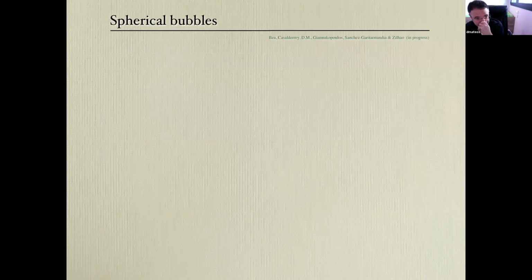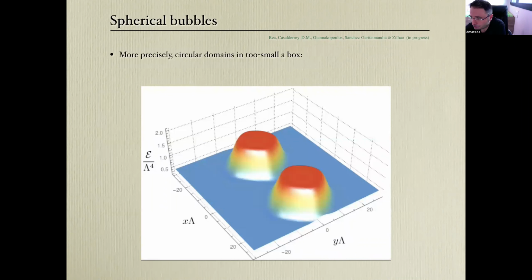Everything I've said so far was for planar bubbles. What I show you now is a movie with spherical bubbles, or more precisely, circular domains in a small box. What I mean by this is that these are not really bubbles that are going to expand, but simply two phase domains, at the critical temperature TC, that have been given some initial momentum towards each other. And they're going to collide and do something. Of course, they are in a small box because this was just a first simulation.